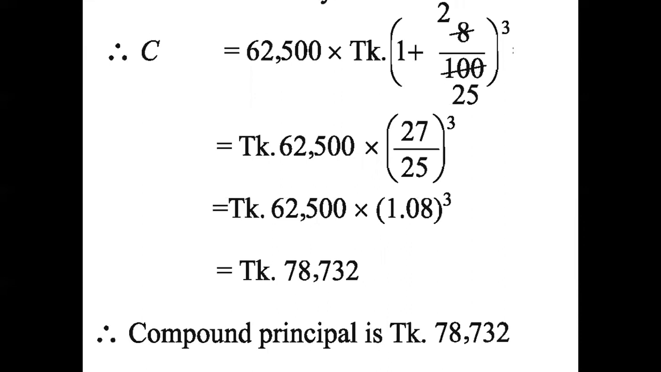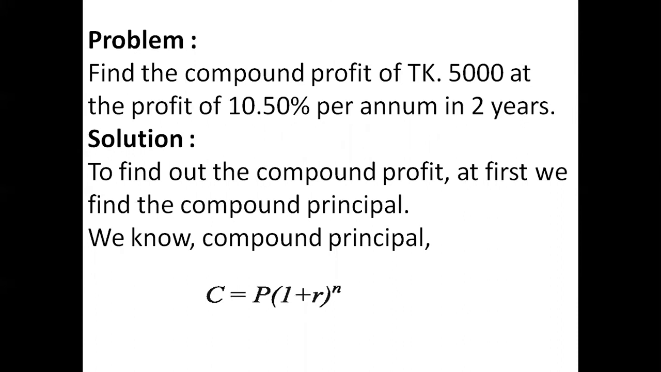So finally we get the line 62,500 into 27 by 25 to the power 3. And finally calculating, we get the amount 78,732 taka. So compound principal is taka 78,732. This is the problem, and we have already solved, and our result is 78,732. Now the second problem.